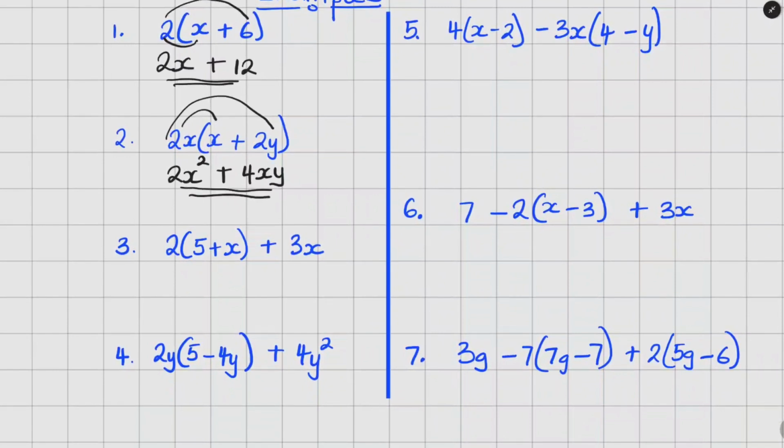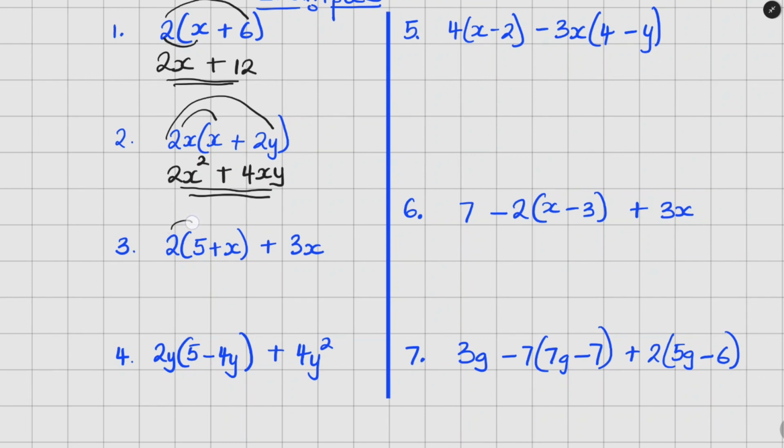For question number 3, we have 2 into bracket 5 plus x, plus 3x. So remember, we open the bracket and then we'll need to simplify by collecting like terms.